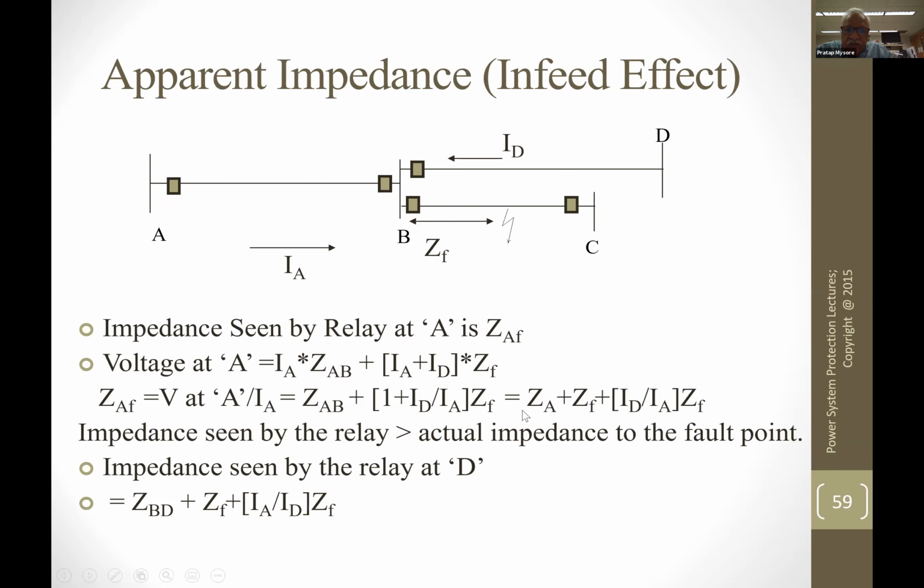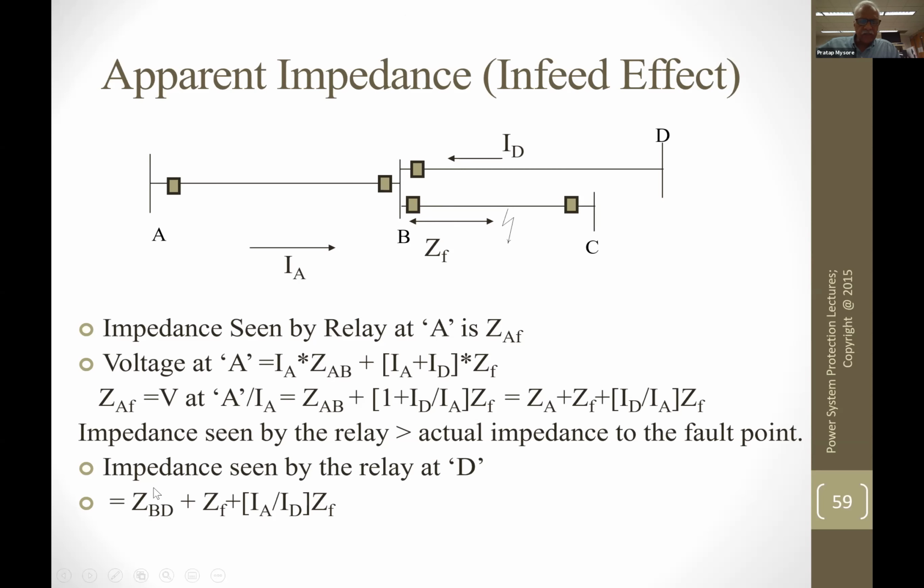So what I see here is ZAB plus ZF plus an additional quantity, which depends on the ratio of the currents fed into the fault, D to A, times the actual impedance. If there is no D current, this is the actual impedance from substation A up to the fault point, that is ZAF, right? Now with the current feeding in from the adjacent line section to this fault, you have an impedance that is added on. The relay thinks there is an additional impedance, which is the ratio of ID by IA times ZF. This is called the apparent impedance seen by the relay. And this phenomenon where the current is feeding into the fault is called the in-feed effect.